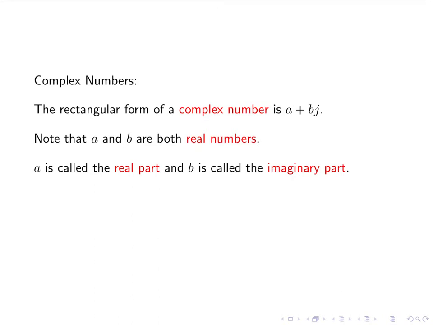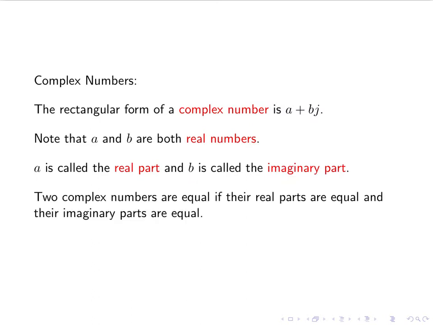A is called the real part, and b is called the imaginary part. So again, the imaginary part b is a real number. But when I multiply it by j, I get an imaginary number. But the imaginary part is b, the coefficient of j, which is a real number. I cannot stress this enough. The imaginary part is a real number. It's the coefficient of j.